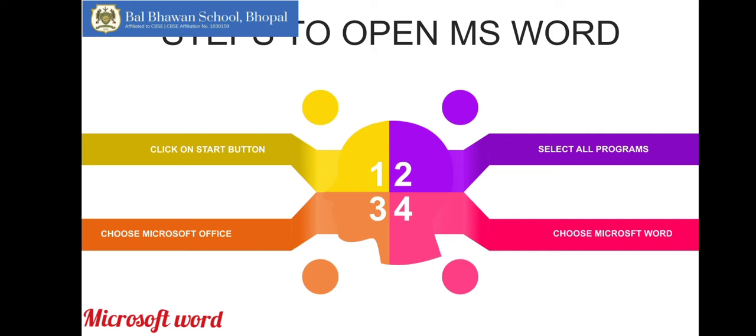Now, if you don't want to follow these steps, there are other ways also to open Microsoft Word. You can again click on the Start button. You can type WinWord in the search box and you can open Microsoft Word. Another option is, if you have a Microsoft Word icon available on the desktop, just double click on it and open the Word window.